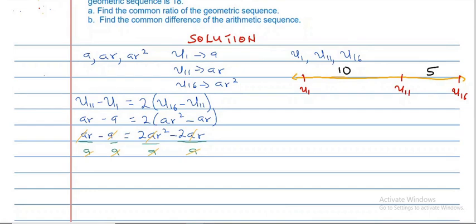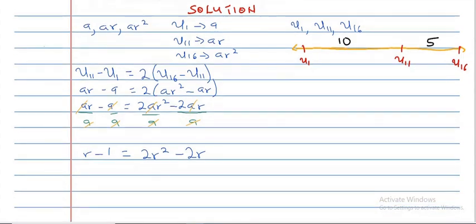Let me put it here. So at this point I have R because the A's have cancelled out. And from this point, A over A would give me 1. So I have R minus 1 equals 2R squared minus A's have cancelled, so 2R. Make sense?